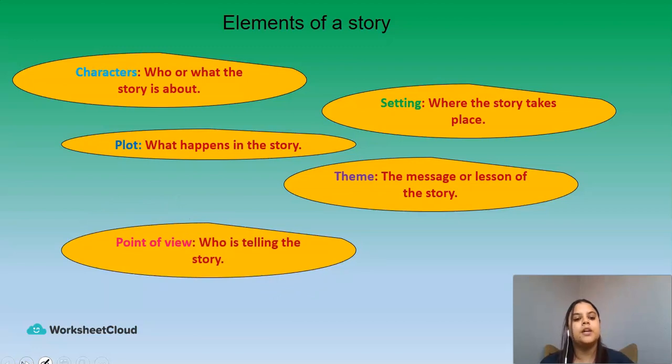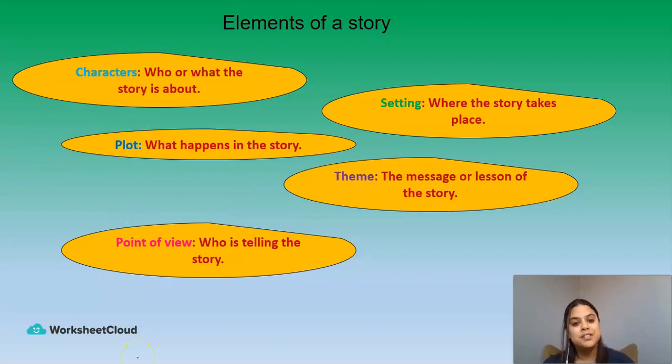And then lastly, point of view. Who is telling the story? Is it the first person narration? That means the person is telling the story from their point of view. Or is it the third person narration where somebody else is telling the story in an objective view? Okay, so these are the elements of a story. We look at characters, setting, plot, theme, and point of view.